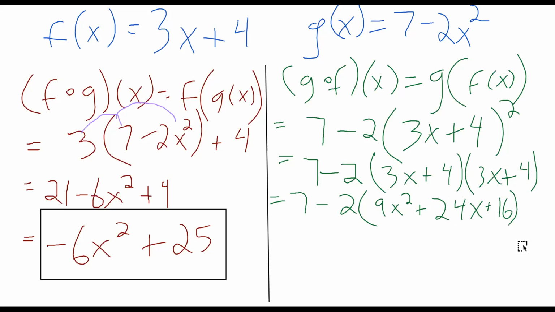And voila. Now I've got 7 minus twice that, so I need to distribute this 2, and it's a negative 2, really. So now you can already see this one's a lot more complicated than the other one was. It'll become 18x squared minus 48x minus 32.